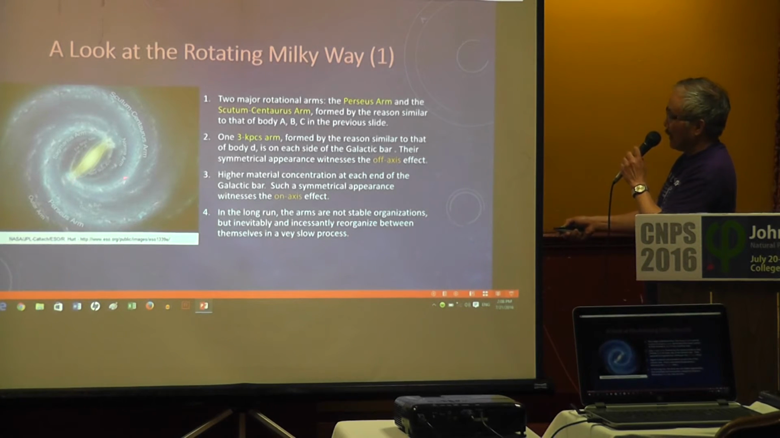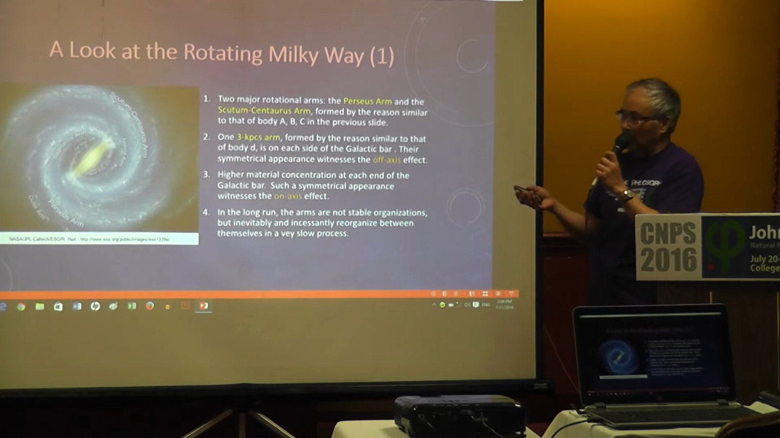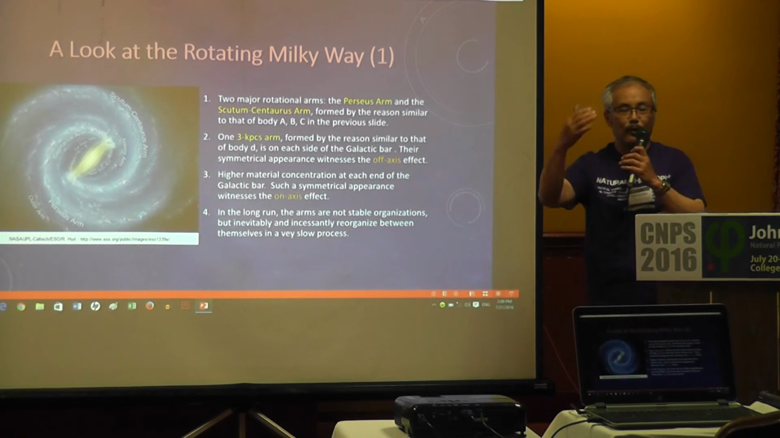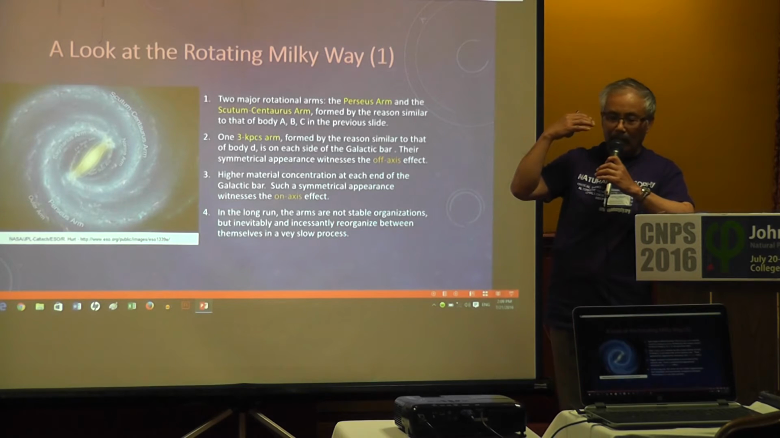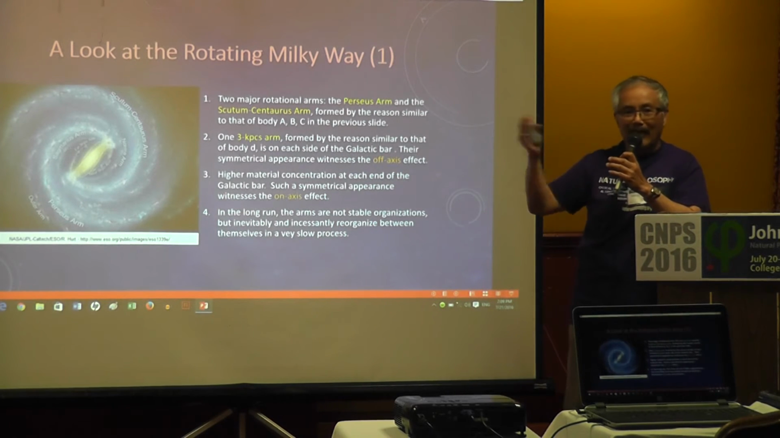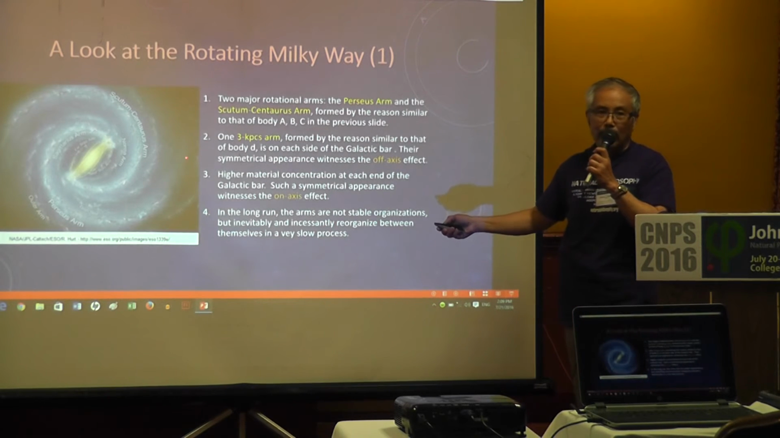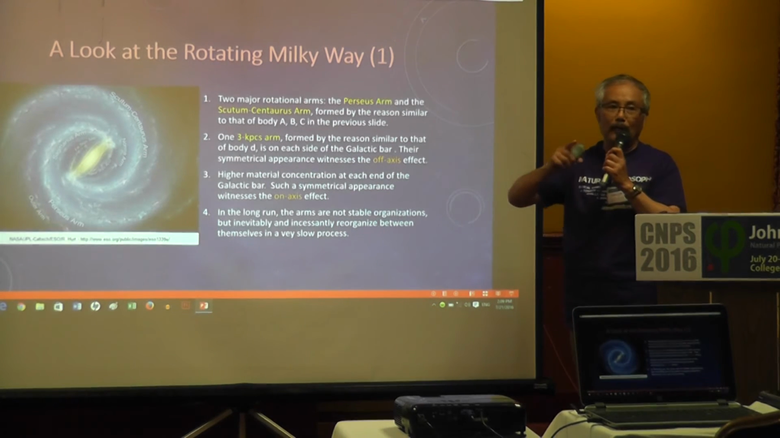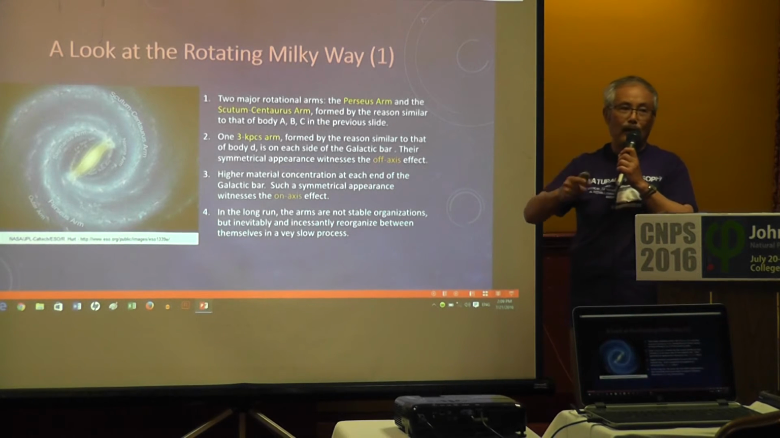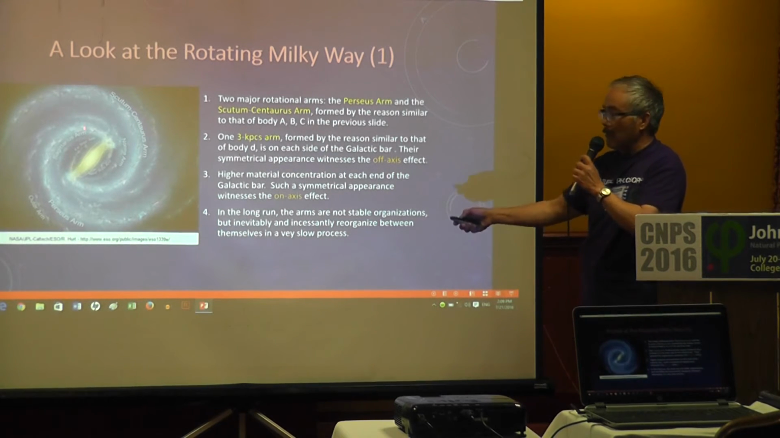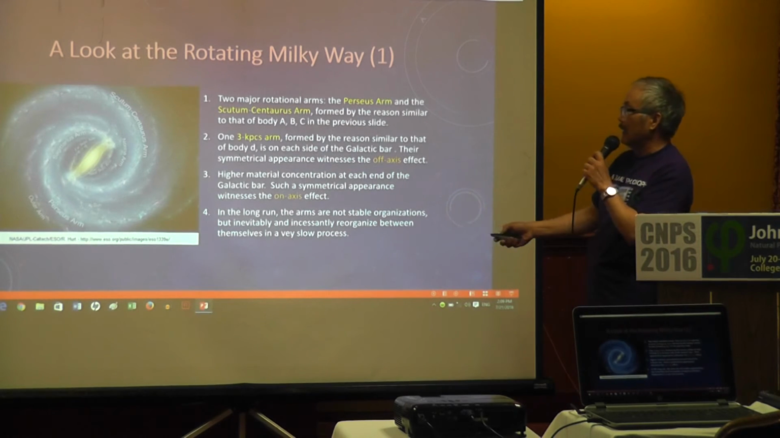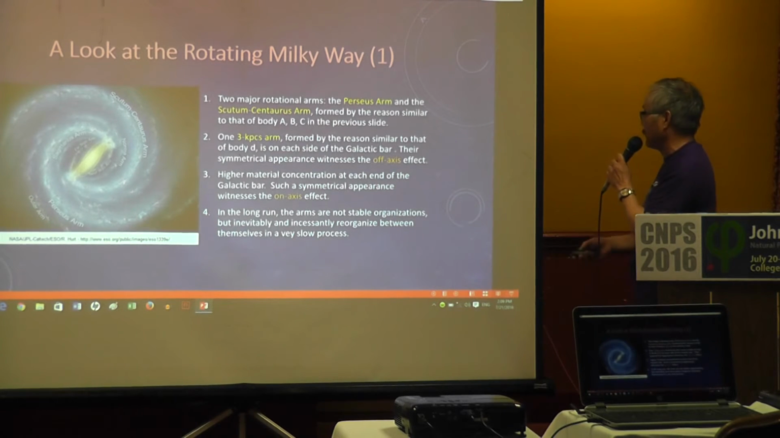We also see that there are many other smaller spiral arms, and they are formed with some gravitational force or angular speed in the value in between. All those are not stable organization in the long run. In a very slow process, they will reorganize again. And some will fly further away, some will move backwards, that kind of thing. Next, please.